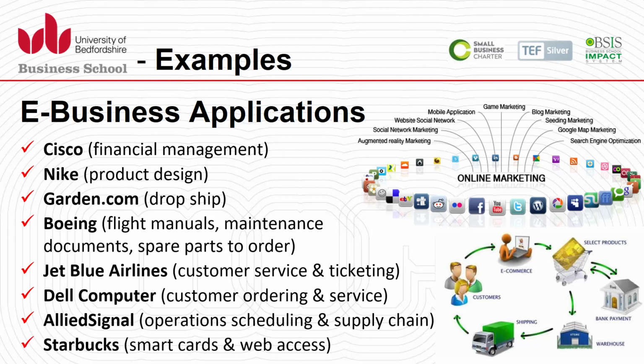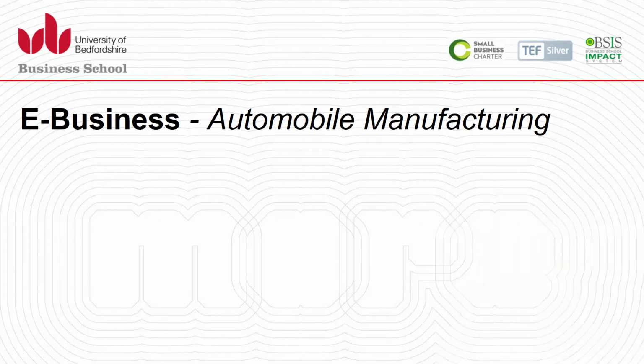So look at Starbucks. They have used a smart card as well as web access. All these businesses, from Cisco to Nike, Boeing to JetBlue Airlines, Dell to Starbucks, are trying to use the key important applications within e-business. It's not just e-commerce, but also providing a number of other customer services as well as marketing and finance. So all this together is a complete solution for business, but on a digital platform.